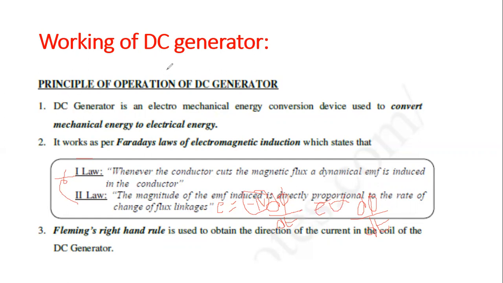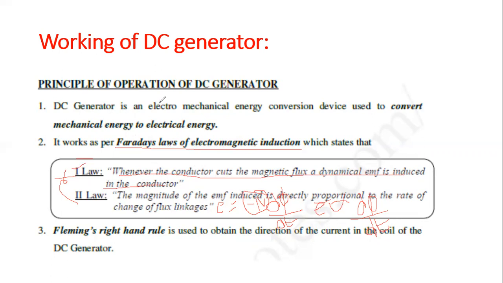What is the working principle of a DC generator? It is Faraday's laws of electromagnetic induction. What is that law? That is Faraday's first law: whenever a conductor cuts the flux lines, an EMF is induced in the conductor. On the basis of this law, the DC generator is operated.